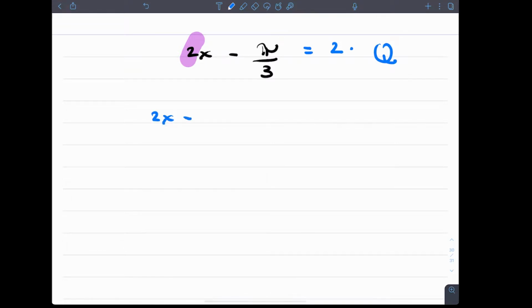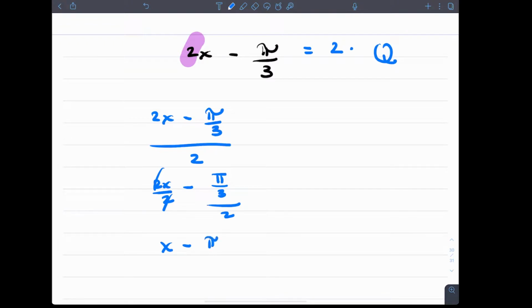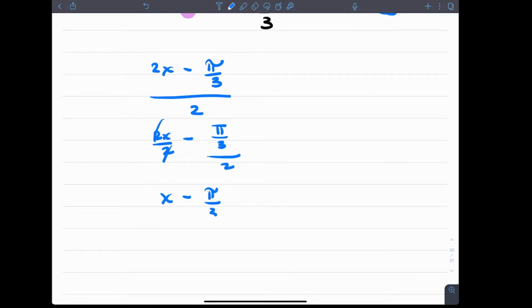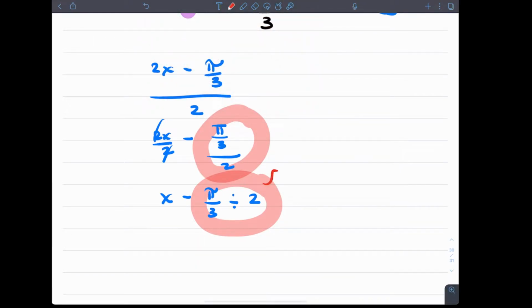So you take 2x minus pi over 3 divided by 2, which is 2x divided by 2, pi over 3 divided by 2. We get cancellation. This is x minus pi over 3 divided by 2. You guys know what's going on here? You got to do your fraction divided by a whole number arithmetic. So we've seen that. So what's this going to be? Pi over 3 times 1/2, or pi over 6, ladies and gentlemen. Okay?